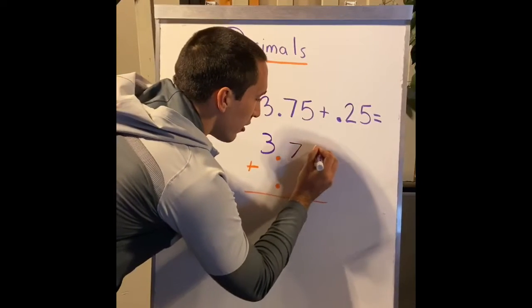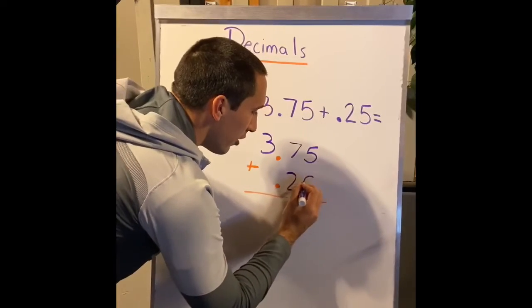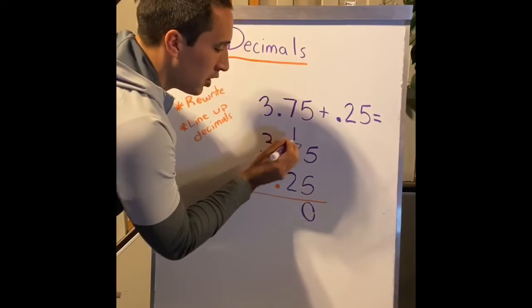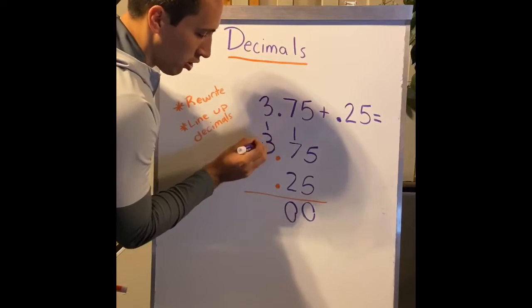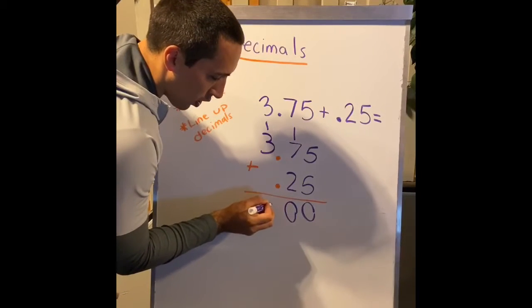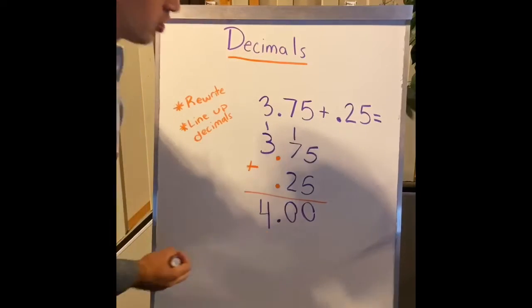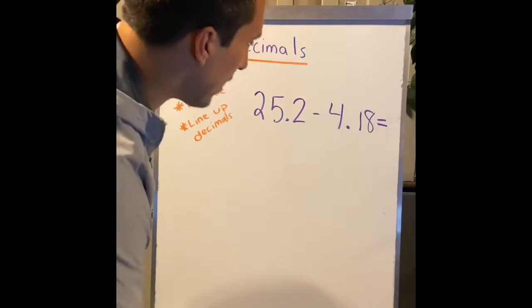So we should have had 3 75 hundredths plus 25 hundredths. When we add it up, 5 plus 5 is 10. 7 plus 1 is 8. Plus 2 is 10 again. 3 plus 1 is 4. And like we said, our decimal goes straight down. We got 4 wholes.